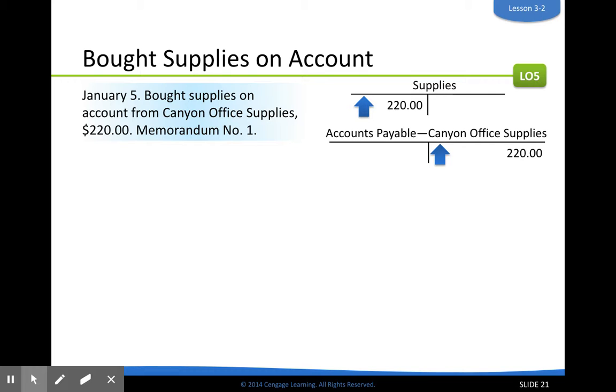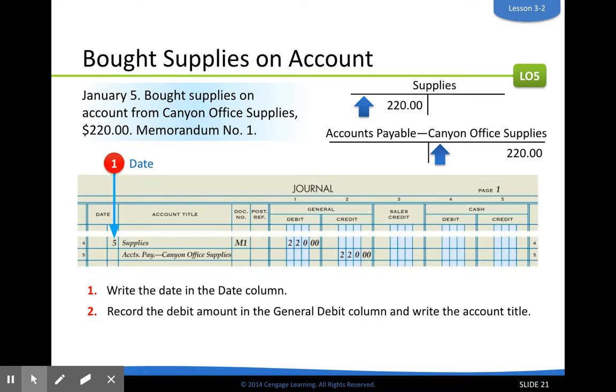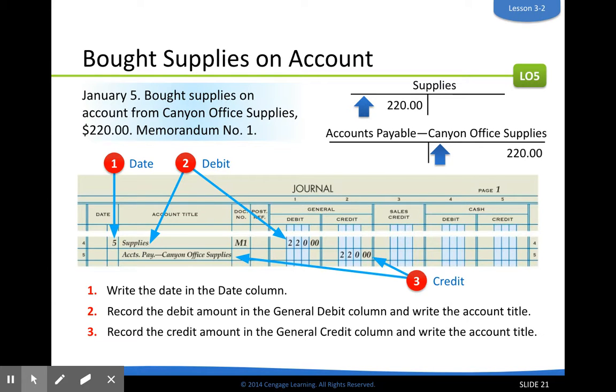Now you'll notice something different about this transaction than the others is that we are not using either of our special amount columns. So no cash and no sales. So we have to write both of these accounts out. So we have to write supplies and debit supplies for $220. We have to write accounts payable Canyon office supplies and credit $220. So it's a 2-line entry.